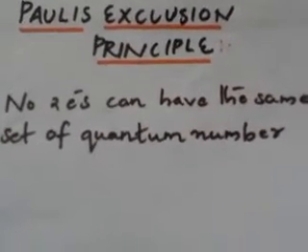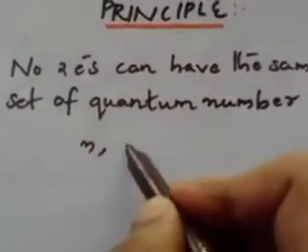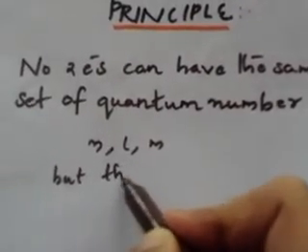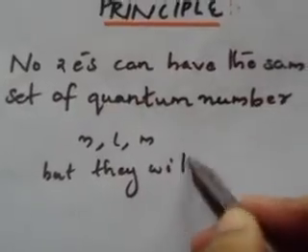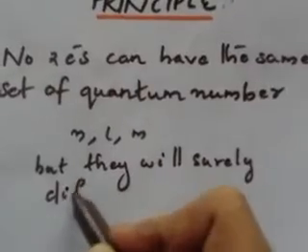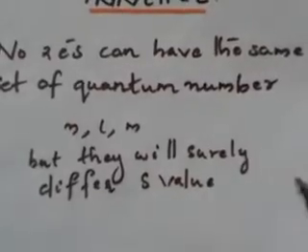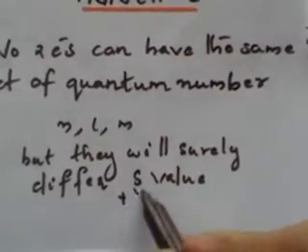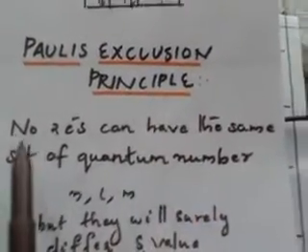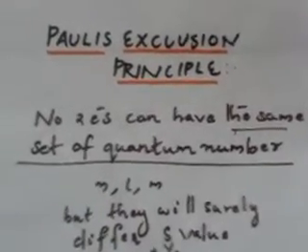2 electrons may have the same n value, l value or m value, but they will surely differ in their s value, that is clockwise, anti-clockwise, plus 1/2, minus 1/2. This is what Pauli's exclusion principle says. No 2 electrons can have the same set of quantum numbers.